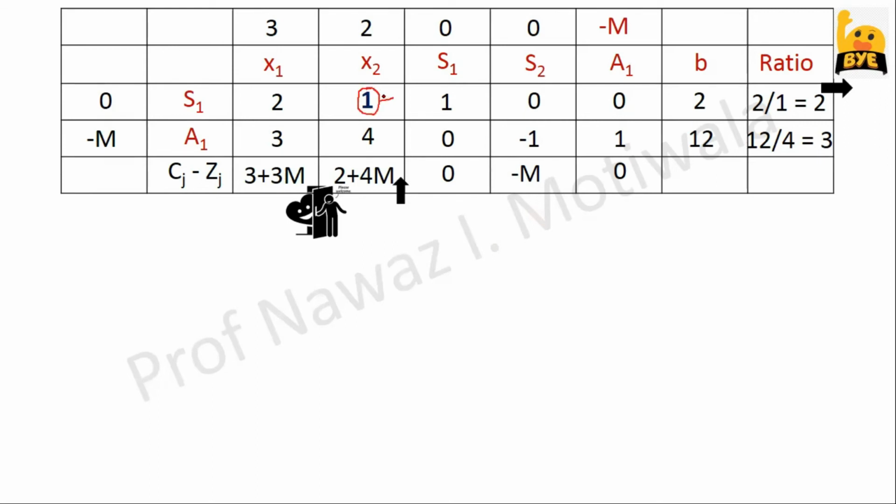Hence, this will be termed as my key element. For the second iteration, what you need to do is first replace the incoming and outgoing variable. Hence, this S1 will be replaced by this X2. And also, this key element should be made 1, which is already 1. Hence, I can repeat this row entirely in the next iteration. So let us do that.